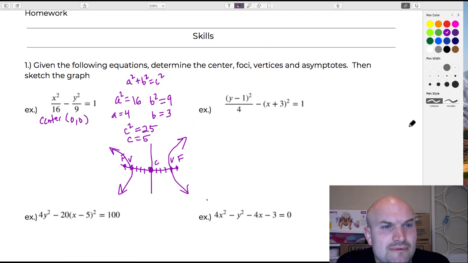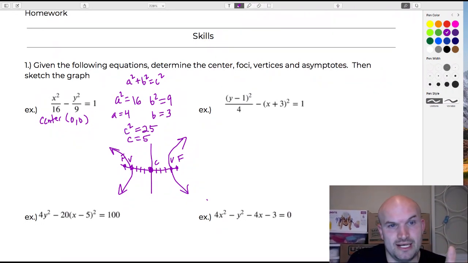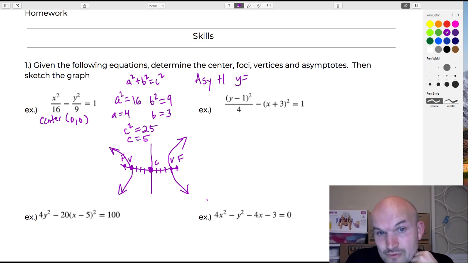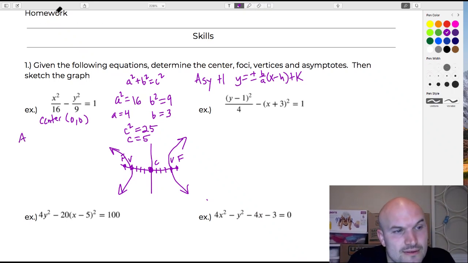The next thing we want to be able to identify is the foci, the vertices, and the asymptotes. So the equation for the asymptotes, when you have a horizontal transverse axis, I'm going to go ahead and write this in there. So the asymptotes for a horizontal transverse axis would be y equals plus or minus b over a times x minus h, plus k. Now, since our h and our k are both 0, it's just going to be b over a. Well, remember, b in this case is 3, and a in our case is 4. So my asymptote equation is going to be y equals plus or minus 3 over 4 x.